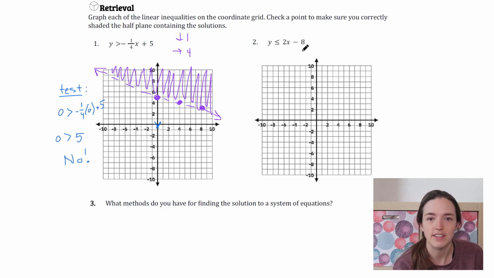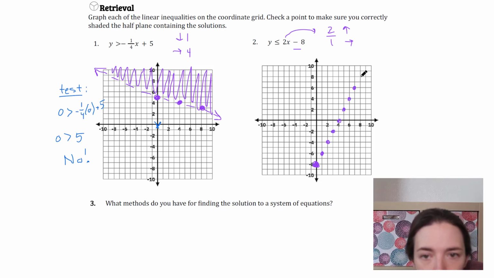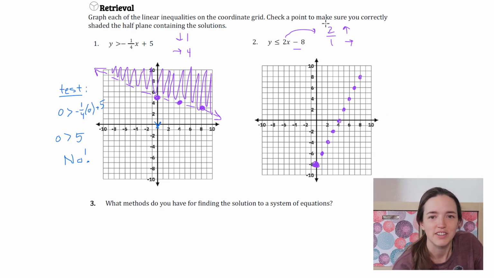Okay, next, this line is starting at negative 8 on the Y-axis, so we'll put that right here. The slope is 2, which is like 2 over 1, so we're going to be going up 2 over 1. We're going to get real close to the computer here. Up 2 over 1. Okay, well that's more than enough, I think. Okay, now this one is less than or equal to, so we're going to do a solid line.